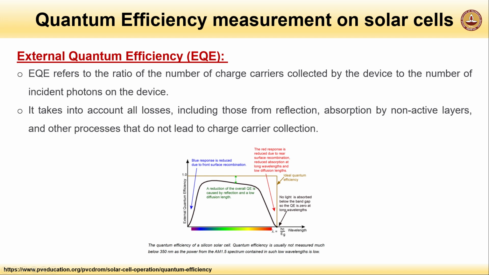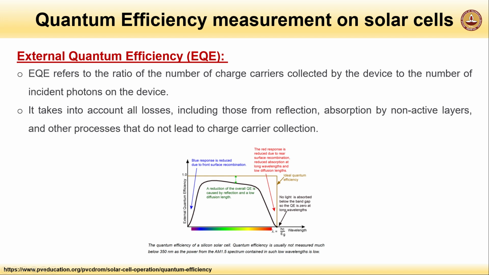The external quantum efficiency, or EQE, measurement refers to the ratio of the number of charge carriers collected by the device to the number of incident photons on the device at a specific energy or wavelength. It accounts for the losses, including those from reflection, the absorption by non-active layers, and other processes that do not contribute to the charge generation.